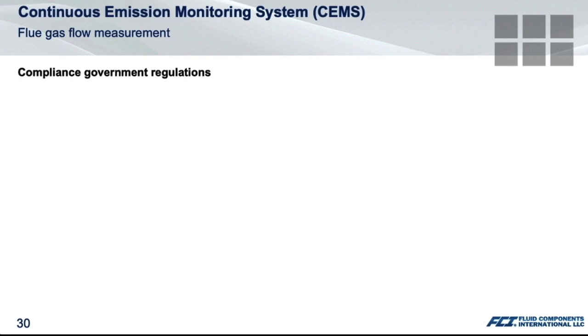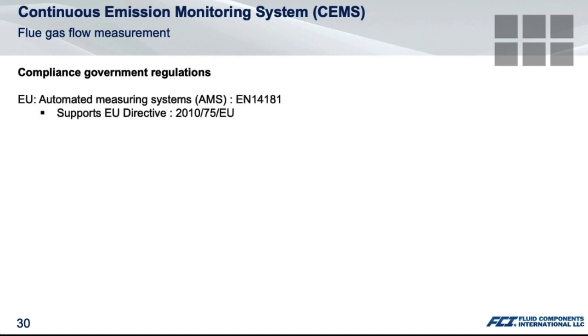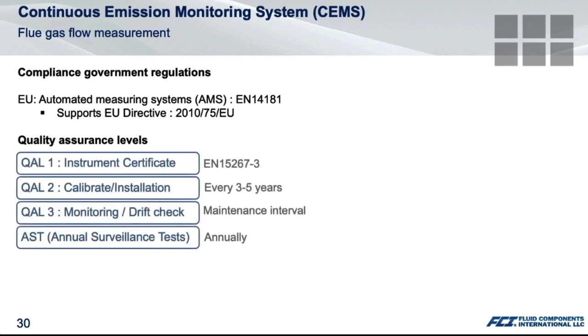Furthermore, internationally, there are European guidelines, the EN 14181, which supports automated measuring systems. This guideline supports the EU Directive 2010/75/EU, and it classifies 3 quality assurance levels and 1 annual surveillance test, as shown here, which we will address very briefly in this presentation, and maybe we want to have a follow-up webinar to explain this in greater detail.